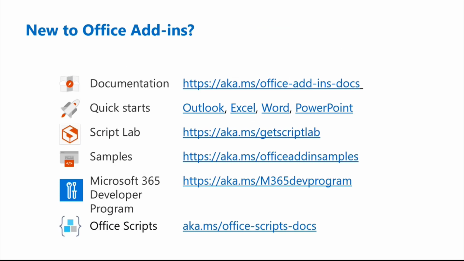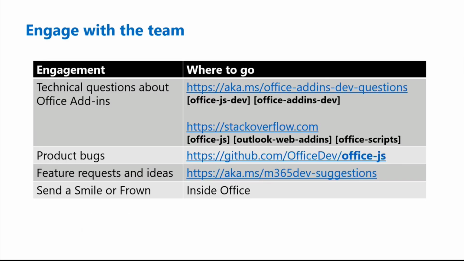And then just to wrap things up, if you're new to Office add-ins, we have documentation and quick starts that you can go look at. We also have Script Lab, which allows you to try out snippet samples in an Office host without necessarily having to set up a dev environment. Samples, the Microsoft 365 Developer Program, which gives you a free tenant for developing and testing. I highly recommend that. You can also use Office Scripts for automating, and there's a link to the docs for that. And if you want to engage with the team, this is our latest information here, some aka links.